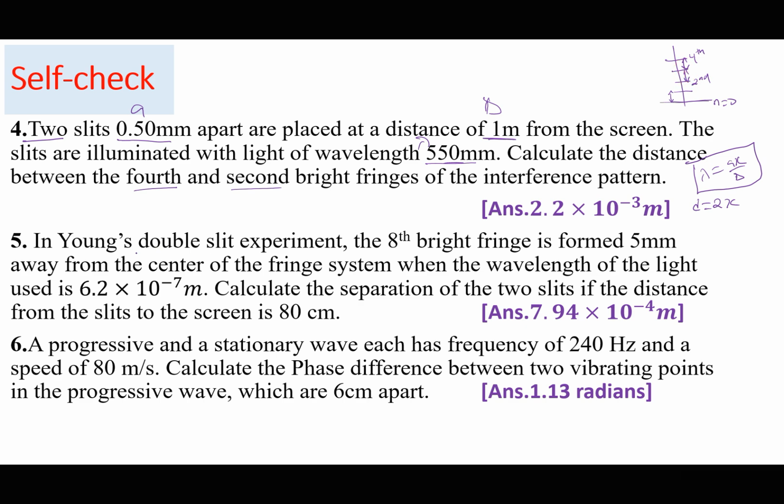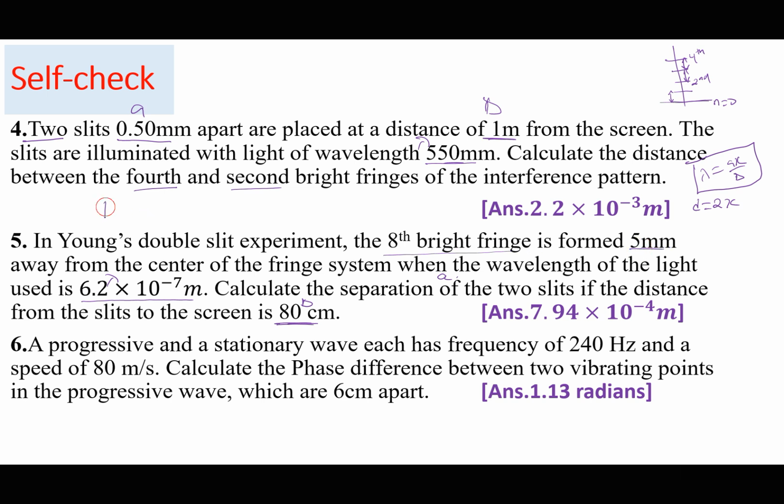In Young's double slit experiment, the eighth bright fringe is formed 5 millimeters away from the center. It is the eighth. When the wavelength of the light used is 6.2, calculate the separation of the two slits if the distance from the slits to the screen is 80 centimeters. So this is capital D, and this is the wavelength. They want you to calculate a, the separation of the two slits. They have said the eighth bright fringe is formed 5 millimeters away from the center.